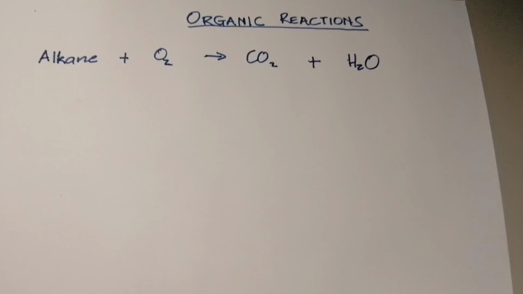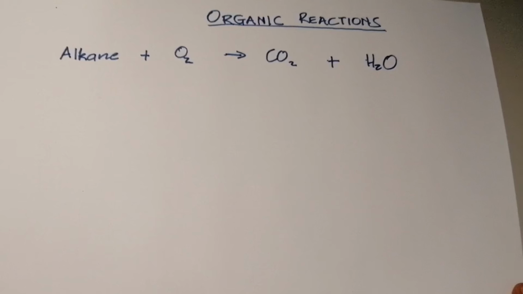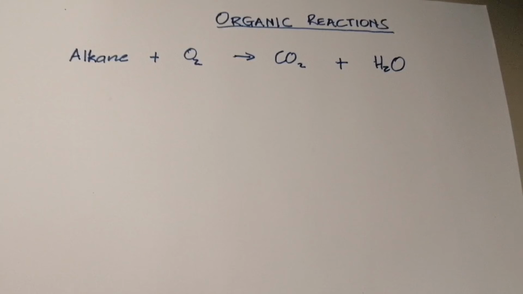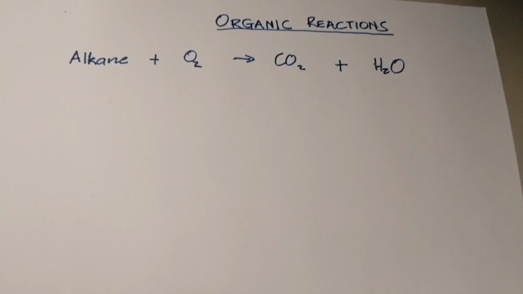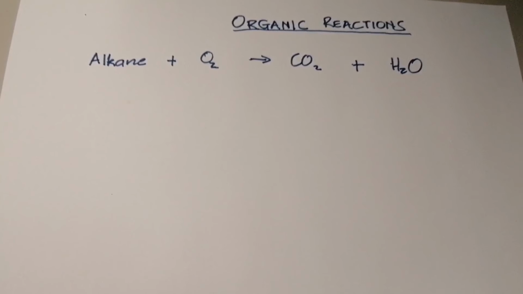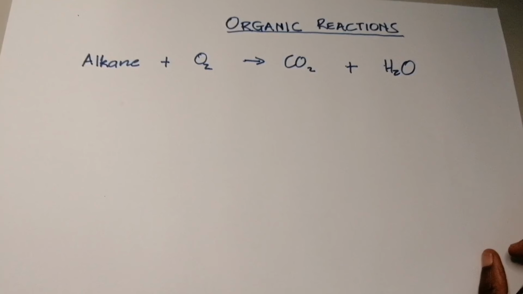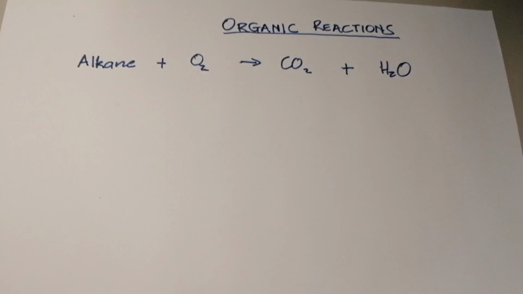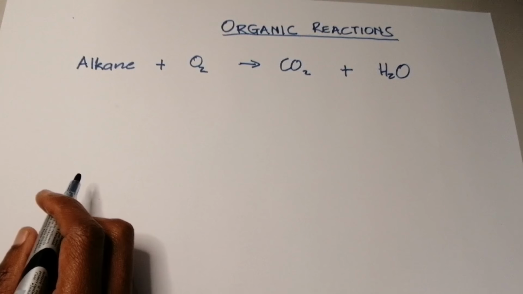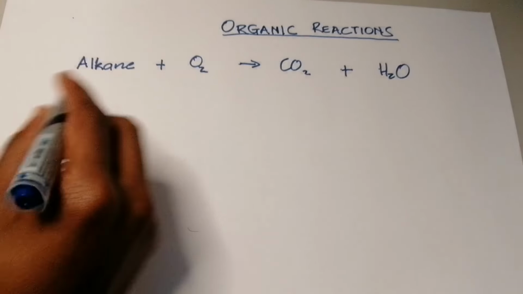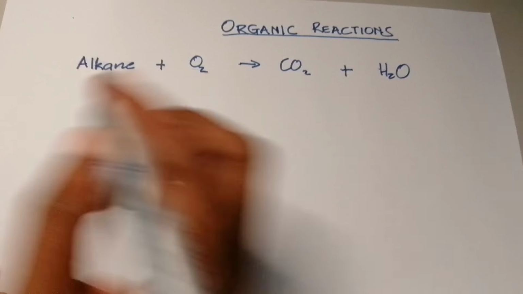And by the way, this is when you've got what we call a complete combustion. Usually it's in the presence of excess oxygen. If it's not in excess oxygen, you've got what we call an incomplete combustion, and therefore you get carbon monoxide. But nonetheless, these are the most popular ones. So let's take an example of that.